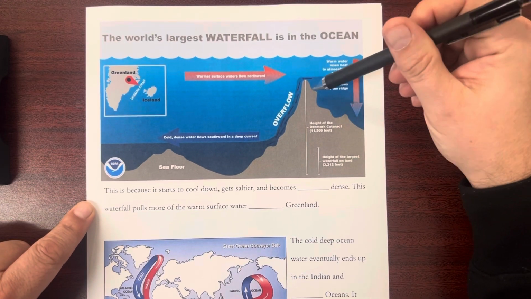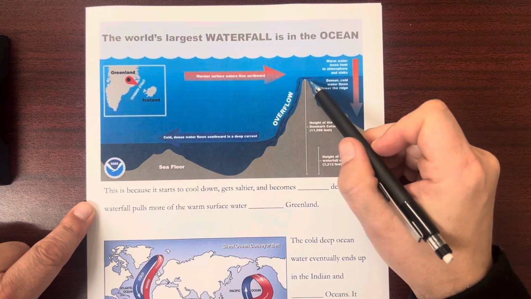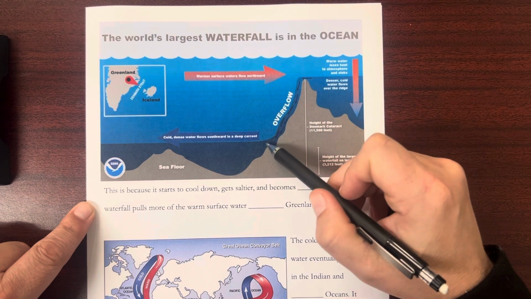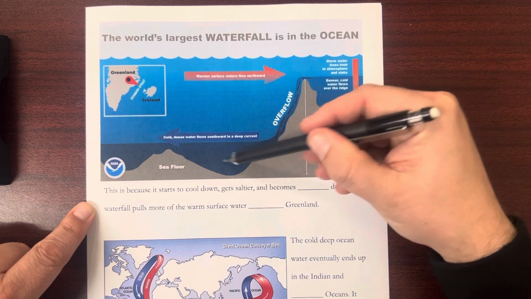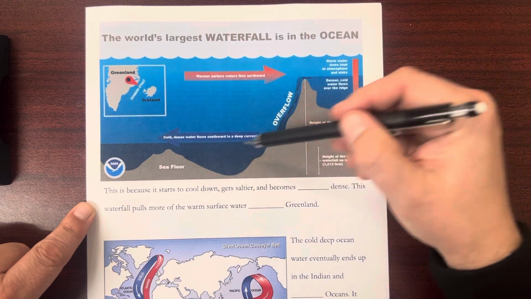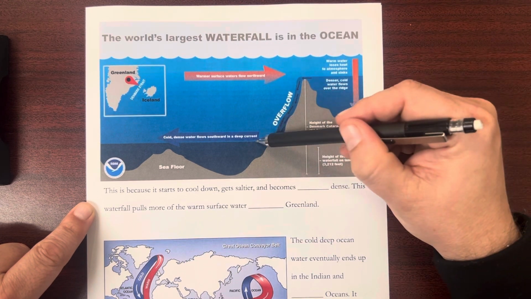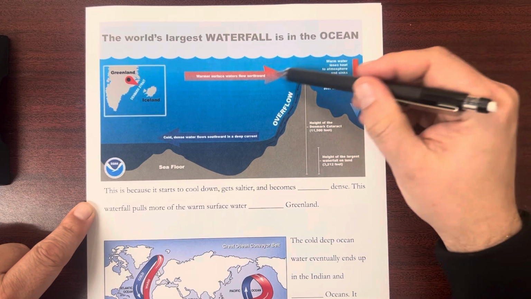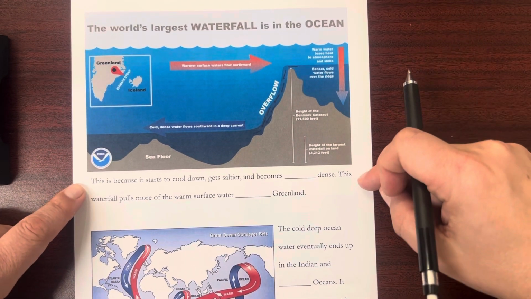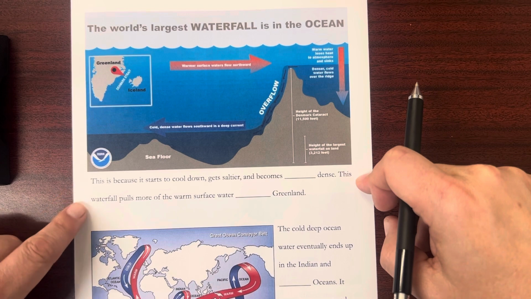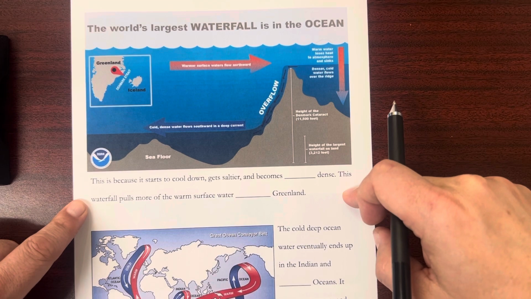Well, that really cold, dense water, because of features of the ocean floor at a spot right between Greenland and Iceland, forms this waterfall as this cold, dense water fills up this basin and then eventually overflows that basin. And this cold water sinks and moves along the ocean floor. Well, that water leaving and going over this waterfall pulls more of that warm water down. So that's what keeps the cycle going. This is because it starts to cool down, gets saltier, and becomes more dense. This waterfall pulls more of the warm surface water towards Greenland.